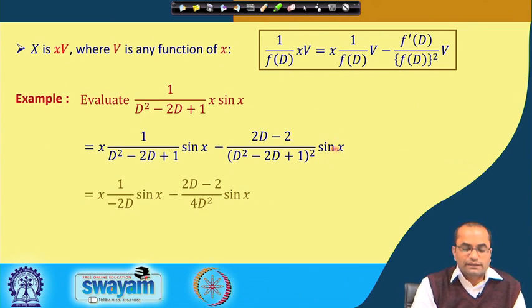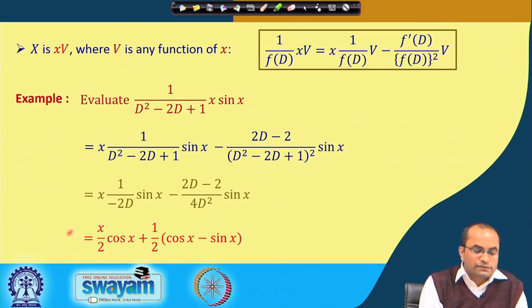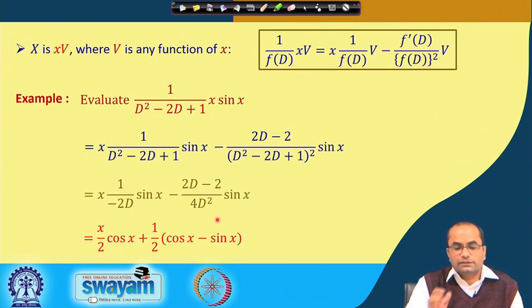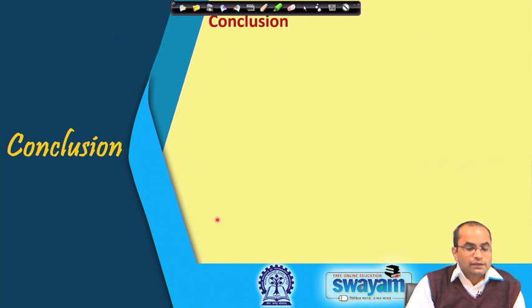Which can be done like D square minus 1. So, this gets cancelled, this will become 4D square, and again this D square will be replaced by minus 1. So, it will be here 1 by 4, and then this 2D again we can apply on this sin x, and here also 1 over D on the sin x. Then this will be just the integral of this sin x there. So, we will get this result using this formula discussed here.